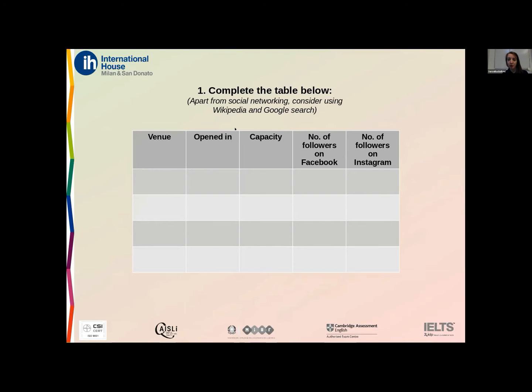All right, so here is the task itself. Complete the table below. So what are you going to do? You're going to ask your students to find a venue on social media, find their page, and find the following information. When that venue was open, how large is that? The number of followers on Facebook and the number of followers on Instagram.